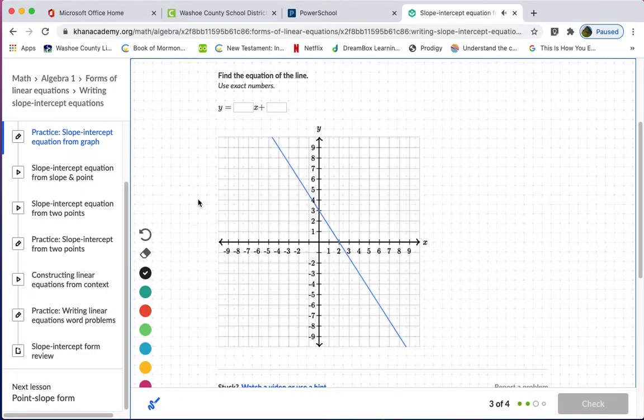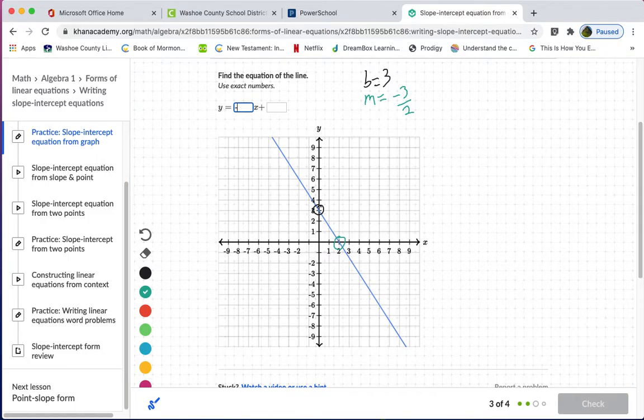All right, this one, we have a point at 0, 3, so our b is +3. And then our slope, we have another point at 2, 0, so we went down 1, 2, 3, so that's a -3. And then we went over our run 1, 2, +2. So -3/2. I'm going to try this as a decimal this time. -1.5x plus 3.